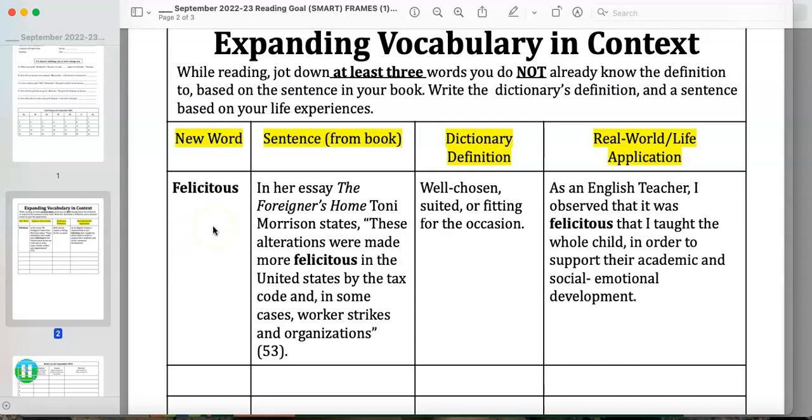So, for example, this word felicitous, this is the word that, let's say, was unfamiliar to a student, and then they write this exact sentence that is in the book. In her essay, The Foreigner's Home, Toni Morrison states, "these alterations were made more felicitous in the United States by the tax code and, in some cases, worker strikes and organizations."